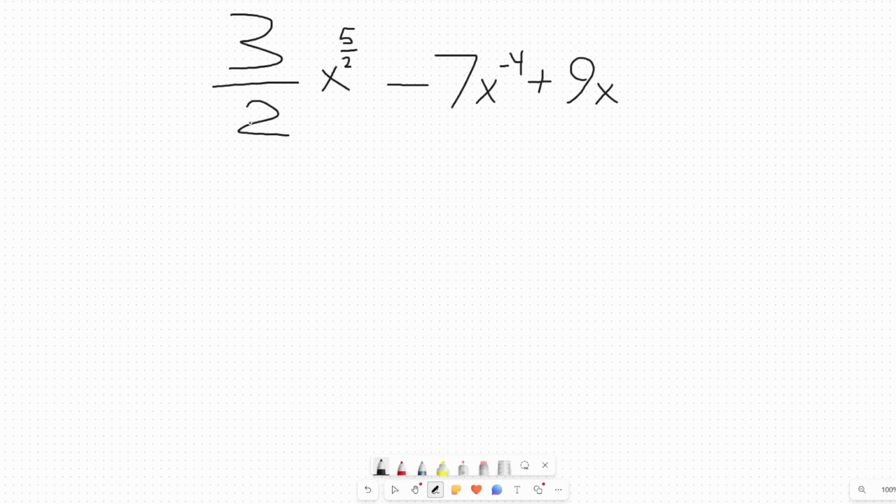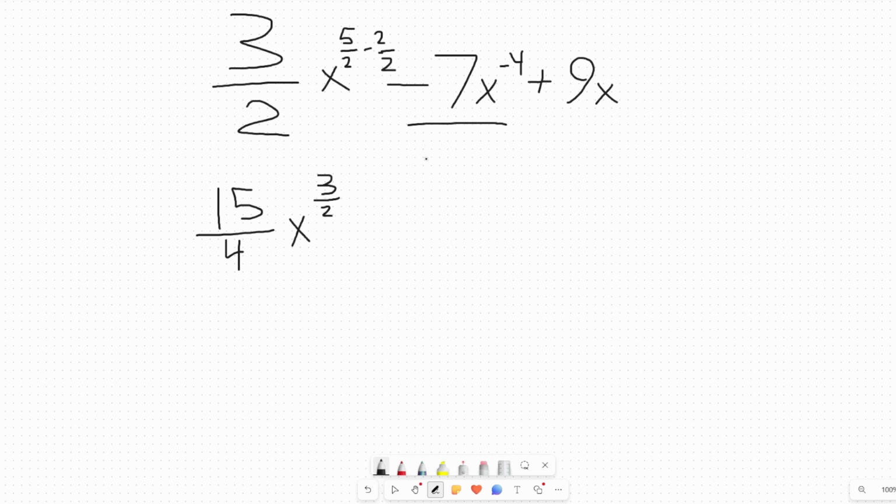Okay, so you have 3 over 2 x to the 5 over 2. So you bring down the 5 over 2. So 3 over 2 times 5 over 2 would be 15 over 4. All right, so we have 15 over 4 x, and then subtract 1 here, so we'd be subtracting 2 over 2. Okay, so 5 minus 2 is 3, so x to the 3 over 2, right?